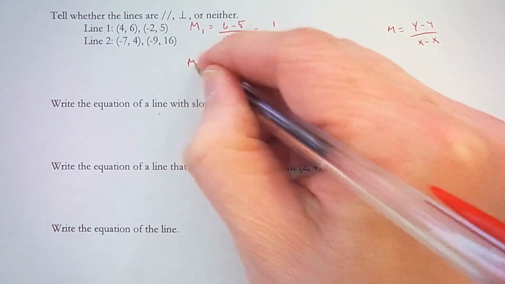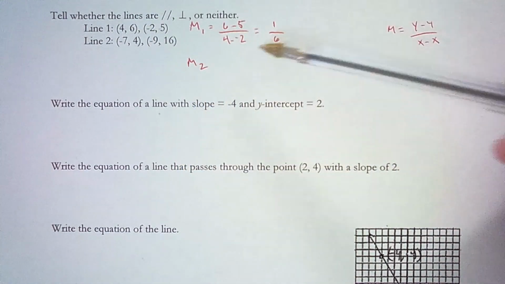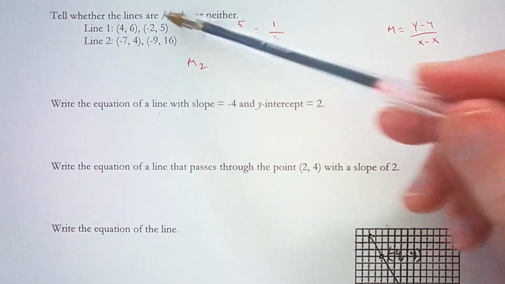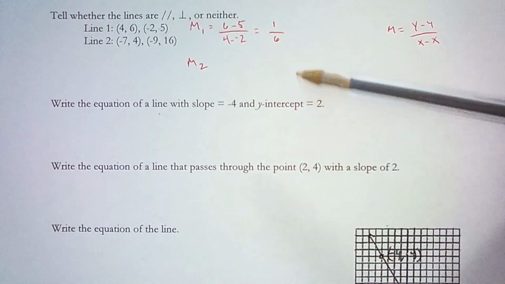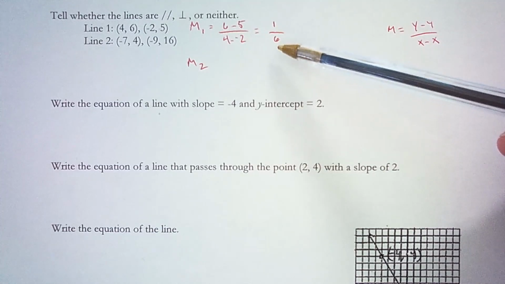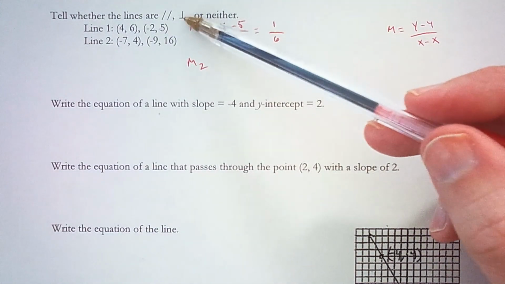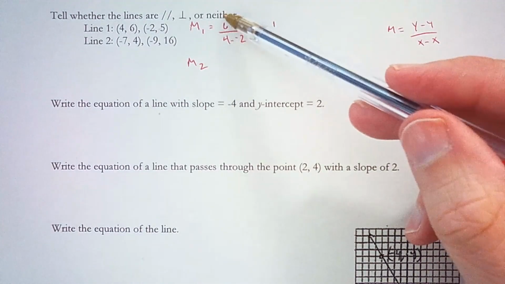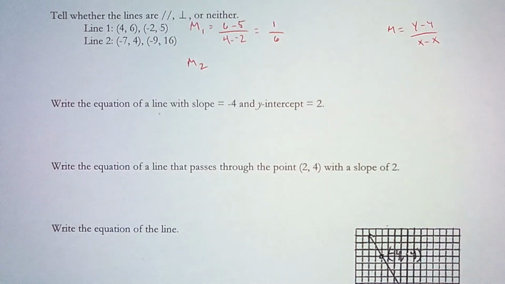When I do the slope of line 2, if these two slopes end up being exactly the same, the lines will be parallel. If the two slopes are opposite signs and reciprocals, the lines will be perpendicular. If the slopes are not the same or opposite reciprocals, then they'll just be a pair of intersecting lines, so neither parallel nor perpendicular.